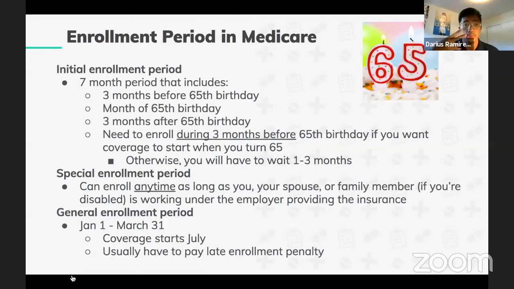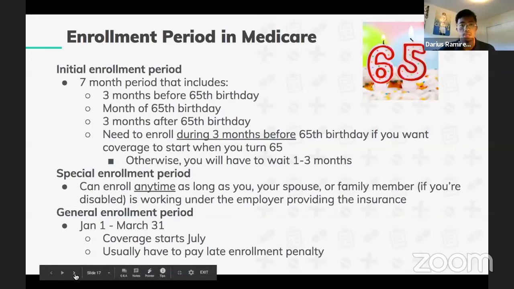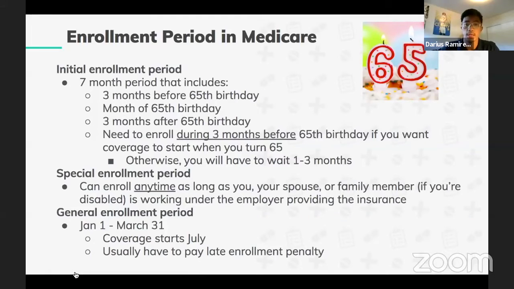The second one is the special enrollment period, and with this one you can enroll anytime as long as you, your spouse, or family member, if you're disabled, are working under an employer that provides the insurance. And the last one is the general enrollment period. So this starts January 1st and ends March 31st, and your coverage will start in July. But with this one, you usually have to pay a late enrollment penalty. So you really want to enroll in those first 2 periods.